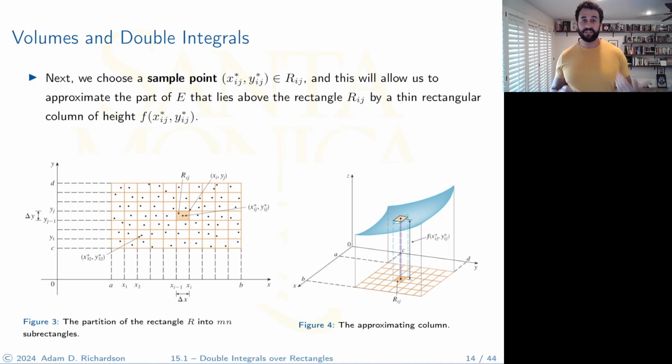And what that's going to allow us to do is approximate the part of E that lies above this rectangle and below our surface with a thin rectangular column. So just like we were using rectangles with functions of a single variable, now we are using rectangular prisms that have a base of our subrectangle, and then the height is the height of f at that sample point.